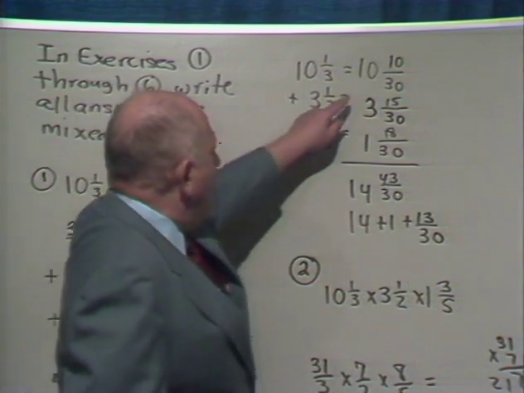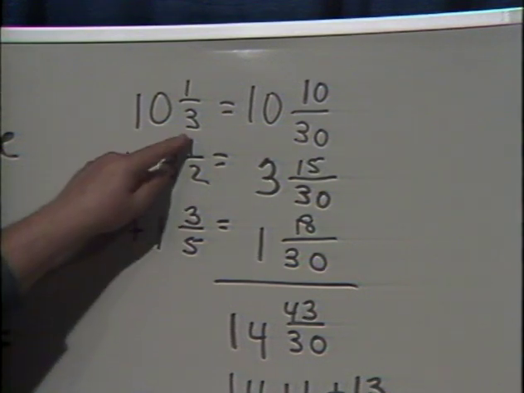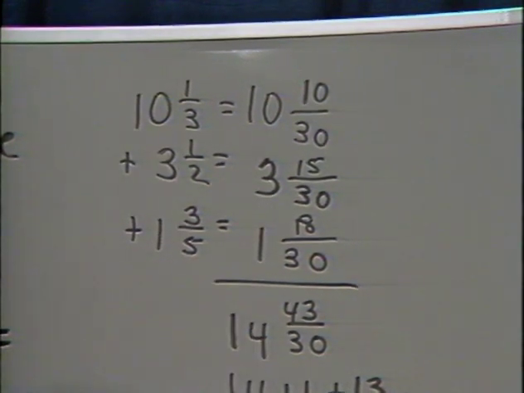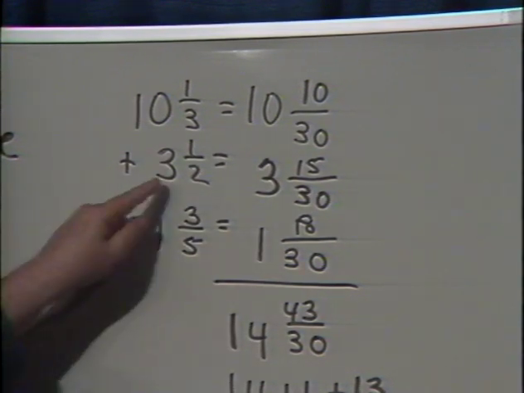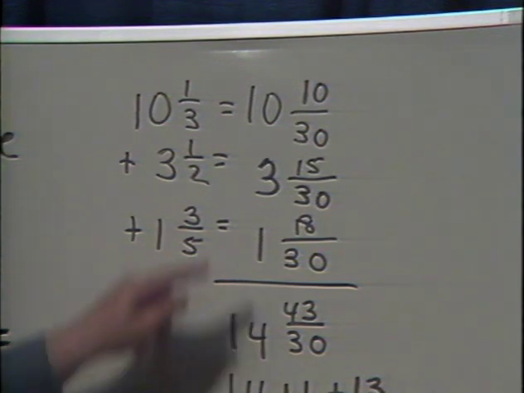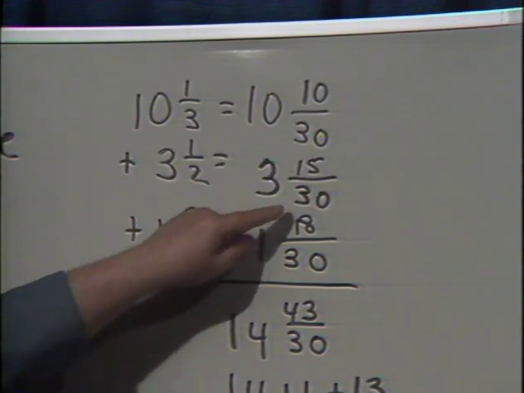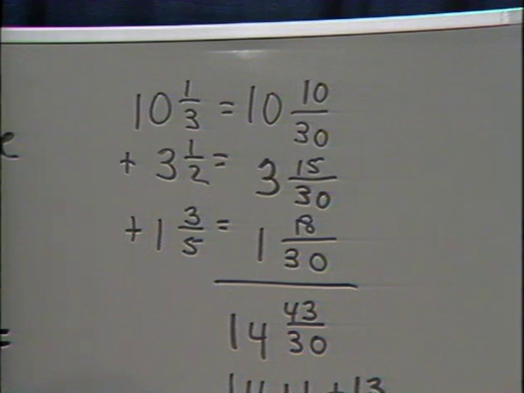And to do that, the common way of doing this is we again pick our common denominator. With 3, 2, and 5, the common denominator is 30. So 10 and 1/3 is written as 10 and 10/30. 3 1/2 is written as 3 and 15/30. 1 3/5 is written as 1 and 18/30. 10 plus 3 plus 1 is 14. 10 plus 15 is 25, plus 18 is 43.